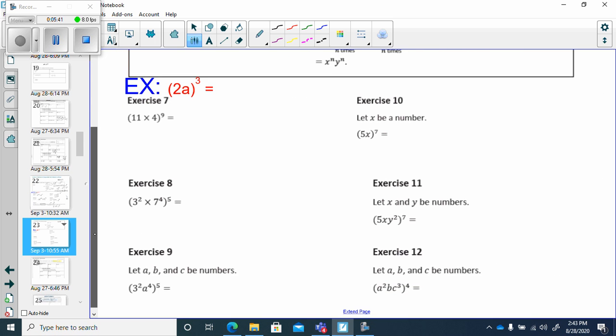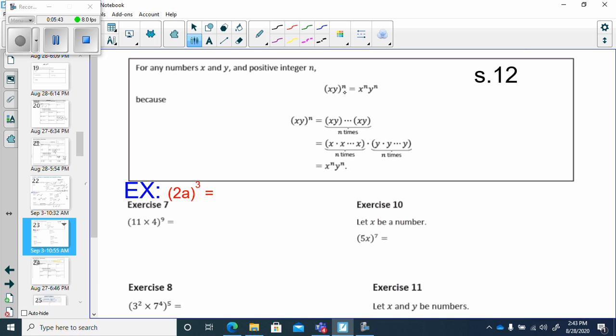Now we're going to look at what if you've got two different bases in parentheses and you raise them to a power? If you do that, you distribute your power, okay? Here, let's try this one, 2a, and we're going to bring that to the 3rd power.